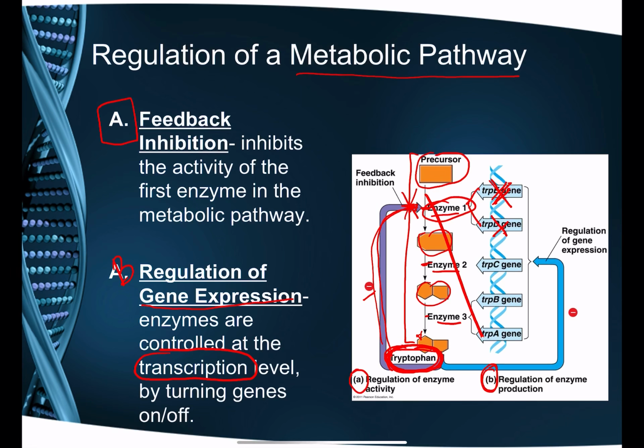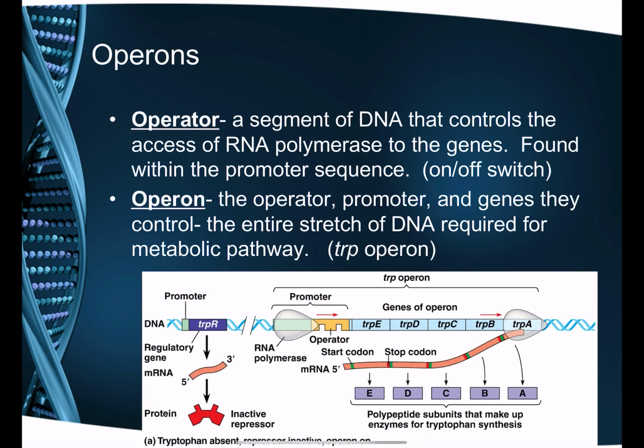And so regulating gene expression is also an example of how we can regulate metabolic pathways. And again, both of these are an example of negative gene regulation because we're going to try to stop the process here. Okay? So today we are going to talk about operons. And operons, it is really important to know, so write this down, they are only in prokaryotes.